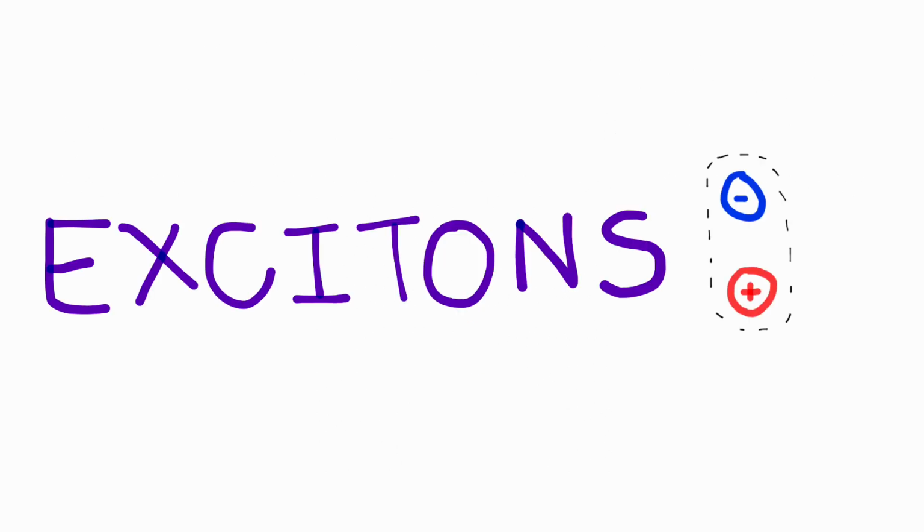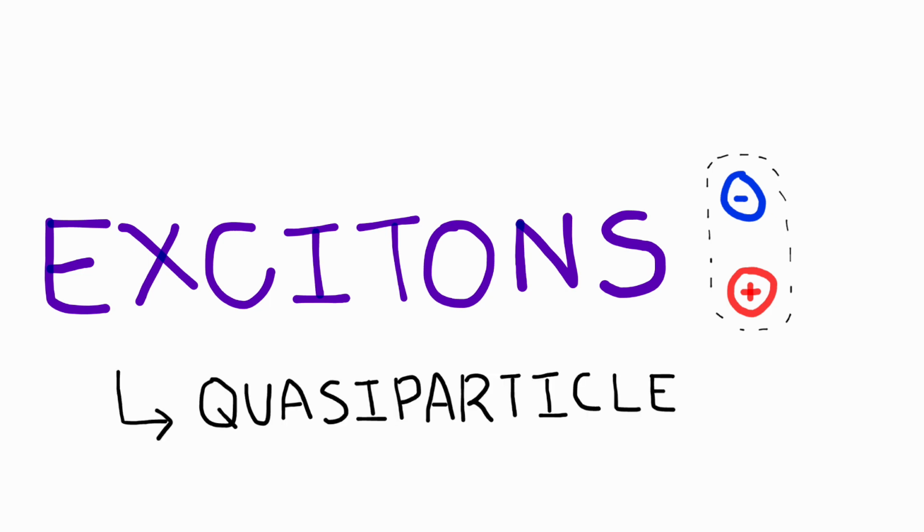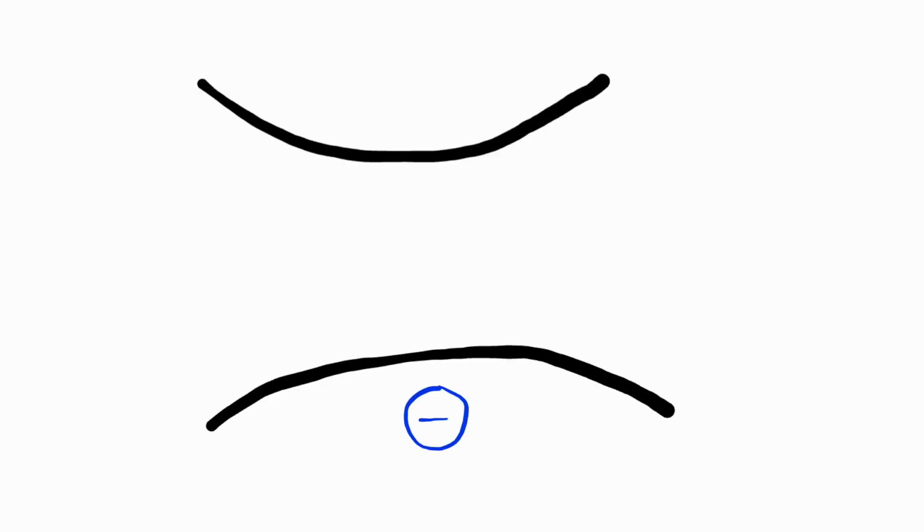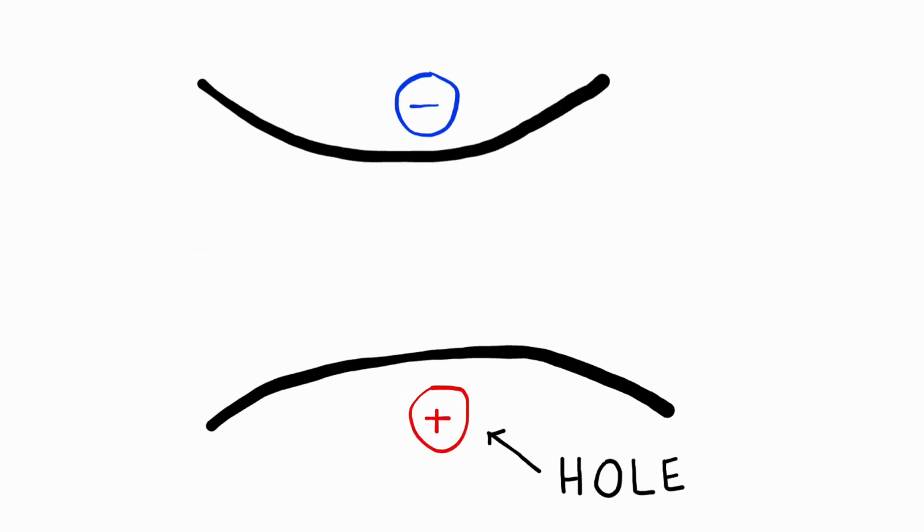As previously mentioned, excitons are a type of quasiparticle, which is just a complex behavior in a material that can be treated as a single particle. Excitons are formed when an electron is excited from the valence band to the conduction band and leaves behind an electron hole, a positively charged quasiparticle formed by the absence of negative charge.